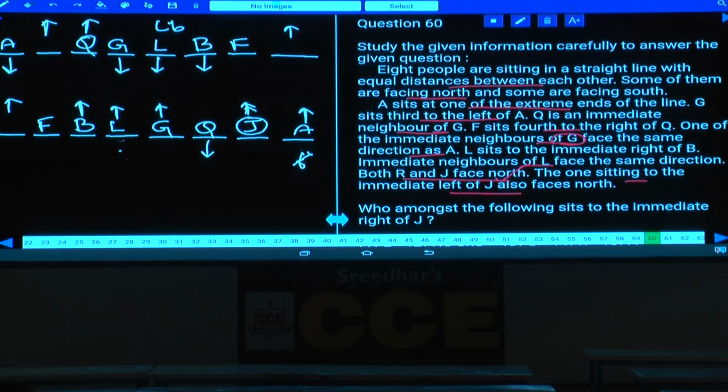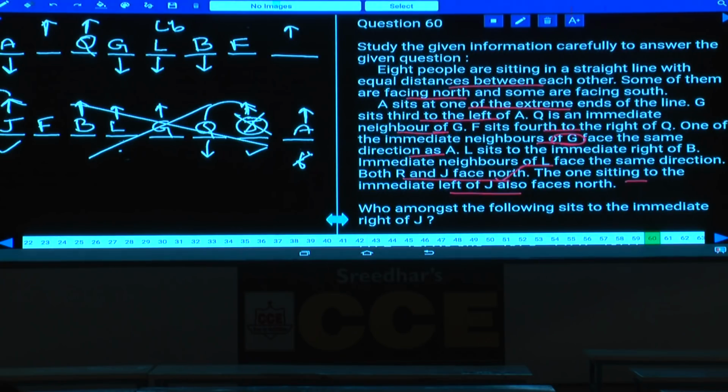The one seated to the immediate left of J is Q. Now this Q must also face towards north, which is not possible. J cannot be here. Are you following this one or not? So finally J can be either here or here. If J is here, J is facing north. The immediate left of J is what? There is a person to the immediate left of J and that person is facing north, which is not possible. And the second case is completely ruled out because there is no place left for this J at all.